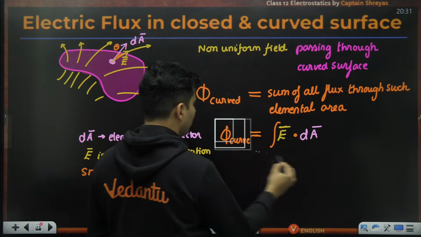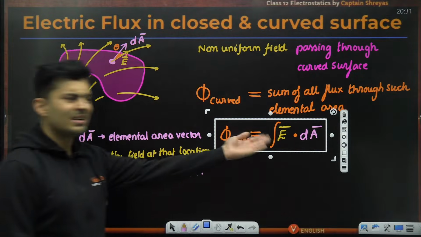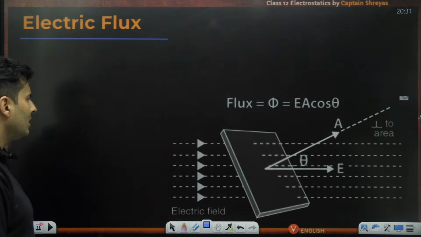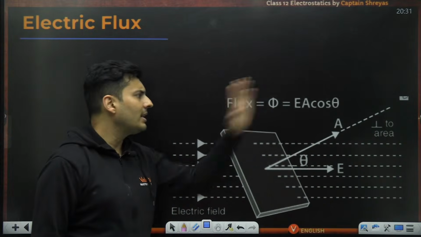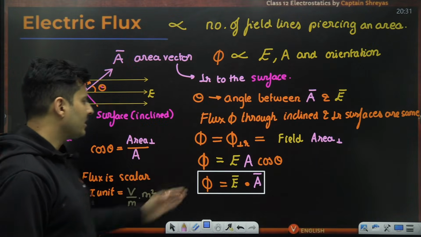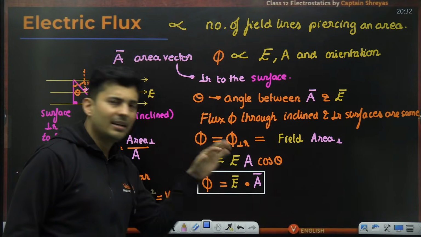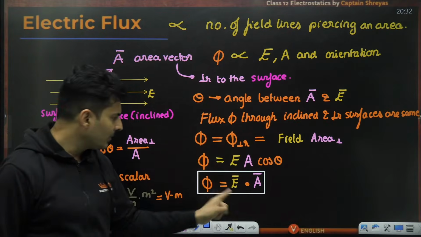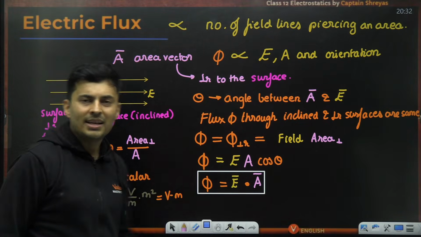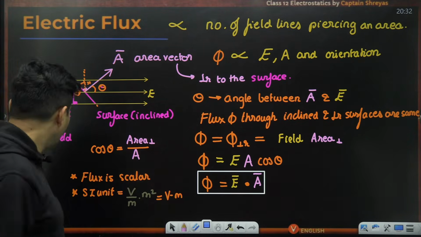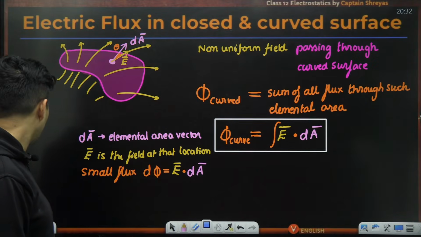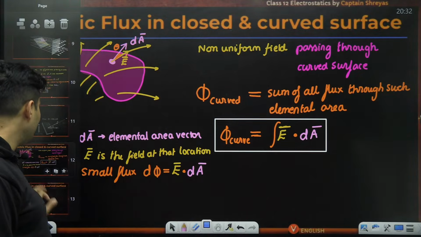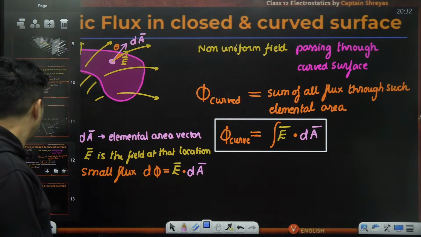So let me block this off. This is just for a curved surface, it will just become an integral, nothing else. For a flat surface, it was EA cos theta or just E dot A. When there is a curved surface or the field is different, you will take small areas and integrate over the entire thing. Is that right? Everybody with me? Clear? Okay.